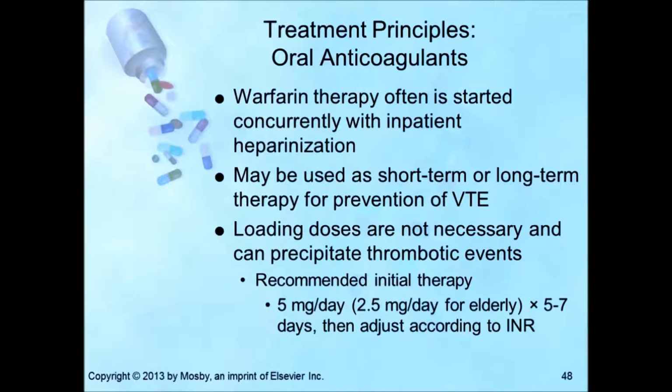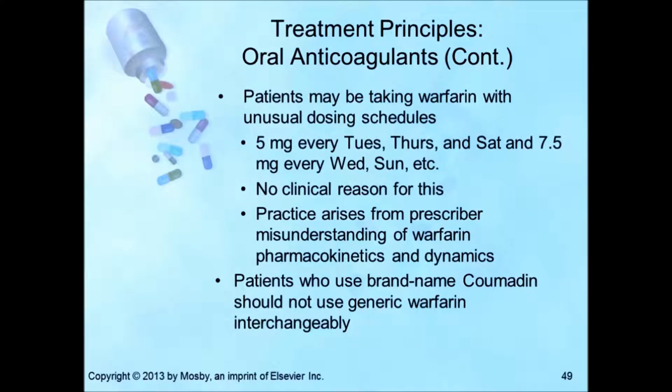It is recommended that patients begin with 5 milligrams daily. In the elderly, you want to only give them 2.5 milligrams for 5 to 7 days, and then adjust according to the INR. Minor adjustments then can be made because warfarin, Coumadin, is available in 1, 2, 2.5, 3, 4, 5, 6, 7.5, and 10 milligram dosing strengths.